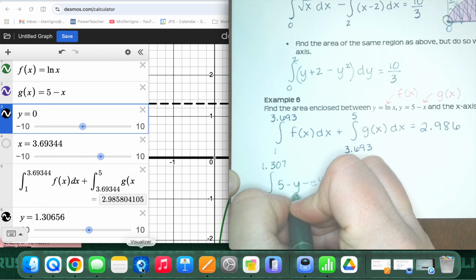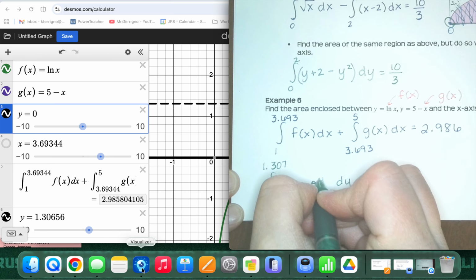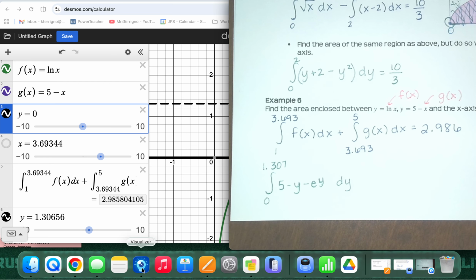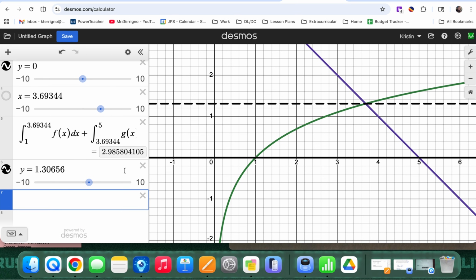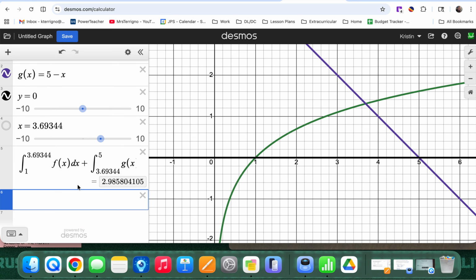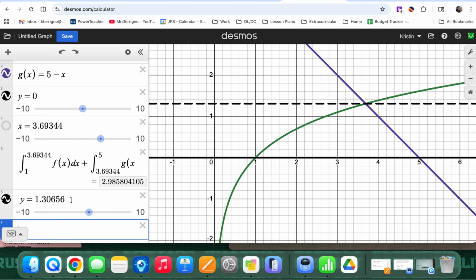Oh, pen's dying just in time. Okay, let's see what we get, because we should get this same answer, right? We should get this same 2.985. This is getting real low down on the screen here. Bring that up a little. So we want to integrate. Oh, I wanted that number. Shouldn't have done that. There we go. I wanted to copy that.